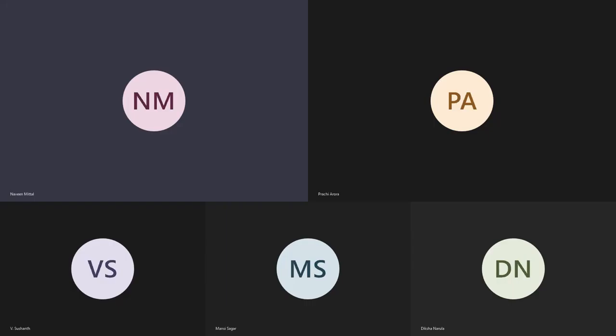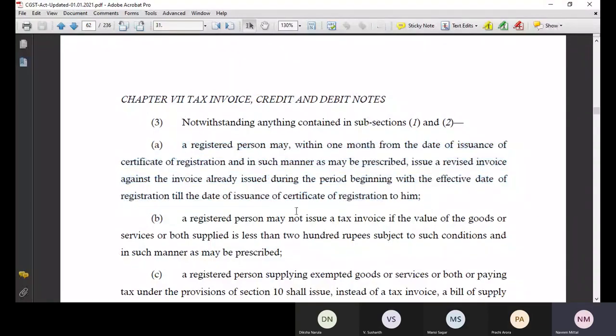Section 31(3)(b). A registered person may not issue a tax invoice. May not. If you want, you can issue, but it's your choice. You may not issue a tax invoice if the value of goods or services or both supplied is less than 200 rupees, subject to such conditions and in such manner as may be prescribed.